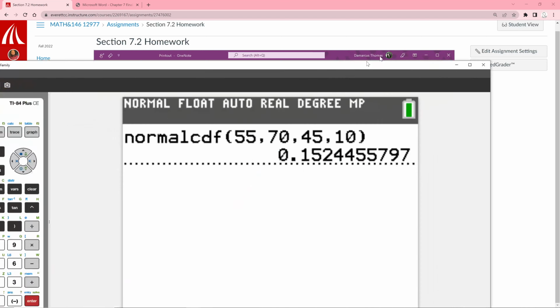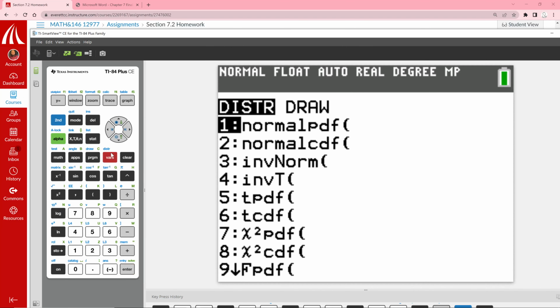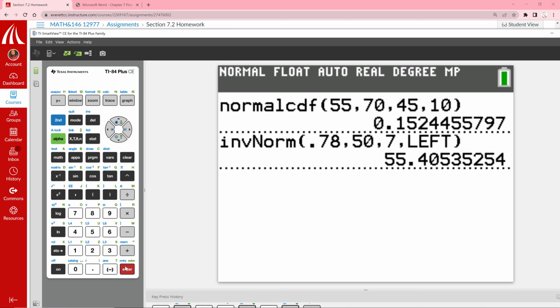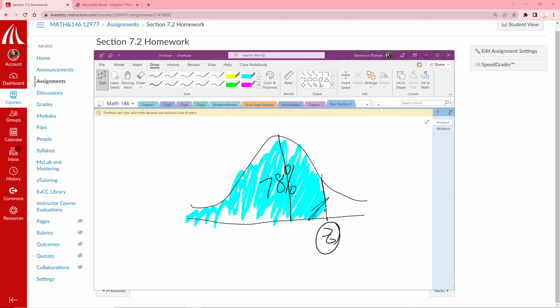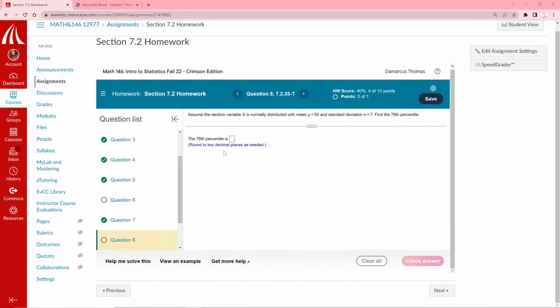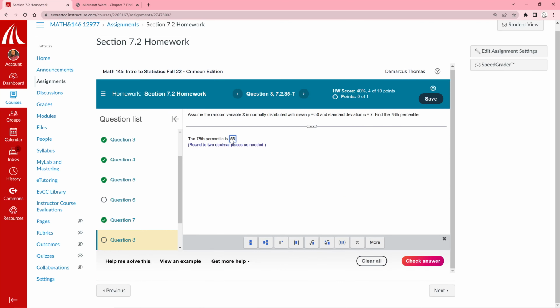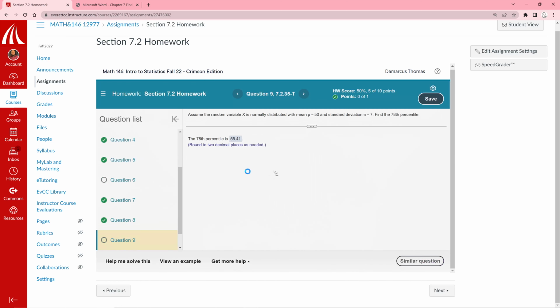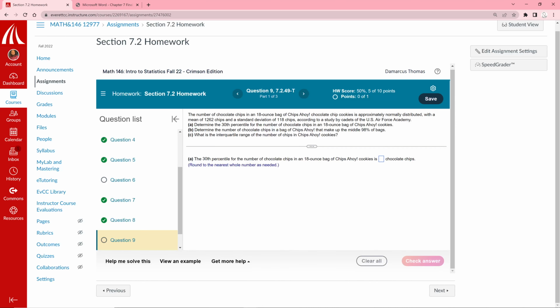And so this time what we're going to do is go back in the inverse norm, second distribute, number 3, and it's 0.78, the 78th percentile, 50 and 7, and that is to the left. And that's 55.41 when we round it off. So yeah, it's not too bad. This one I think was demonstrated in another video.